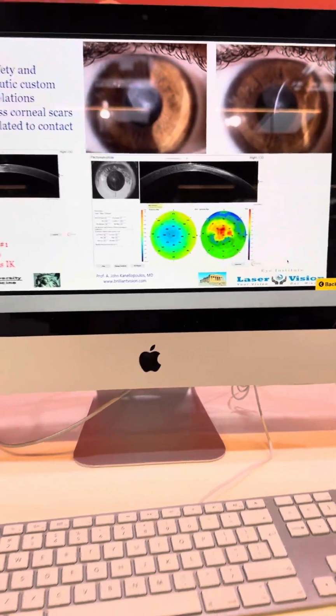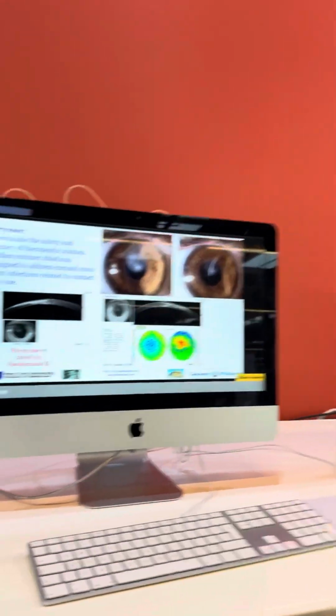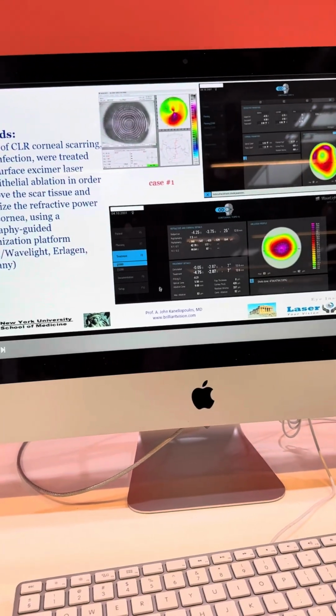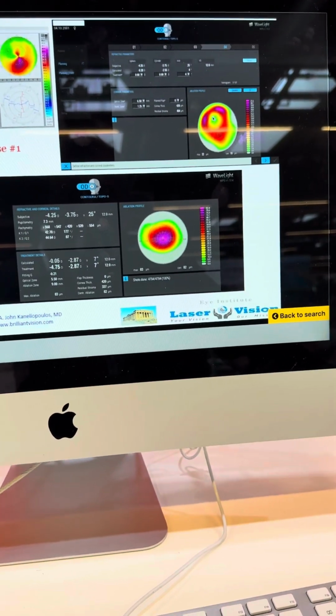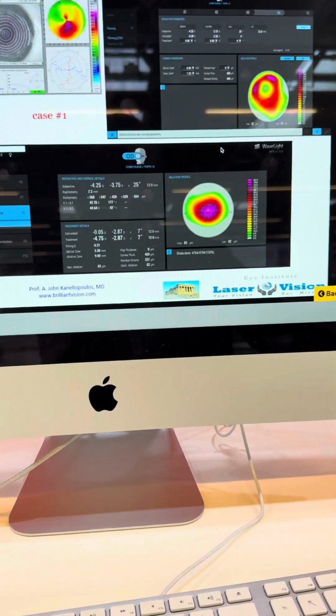If this patient is contact lens intolerant, obviously a keratoplasty technique is in play here, but we will present a series of how we tackle this with a topography-guided ablation. You can see here how the ablation is trying to treat around the flattened area and steepen that area and normalize the cornea.